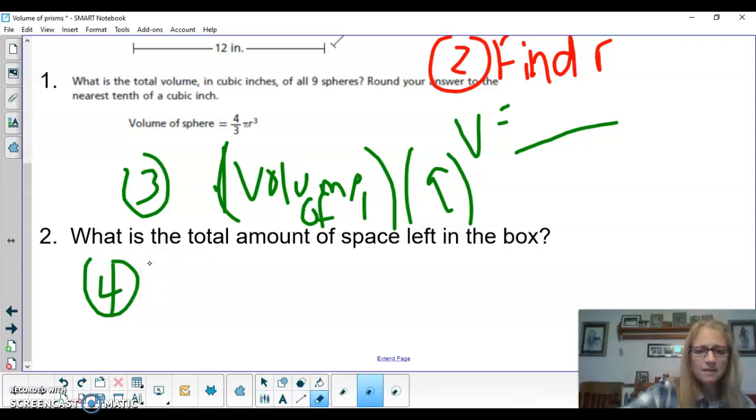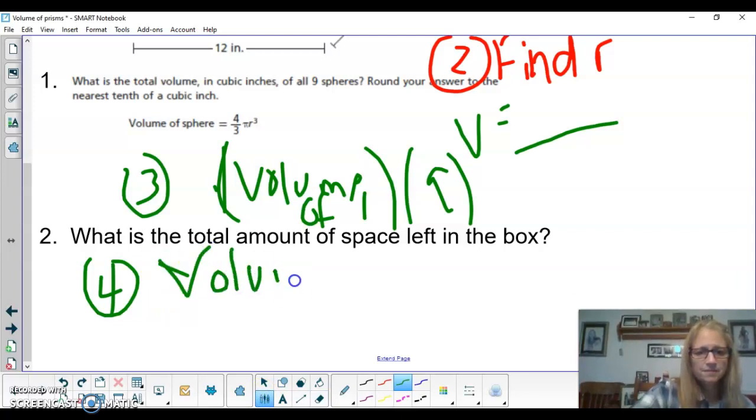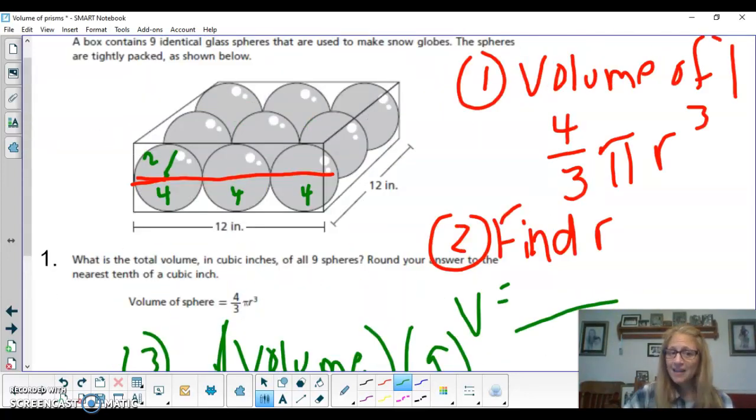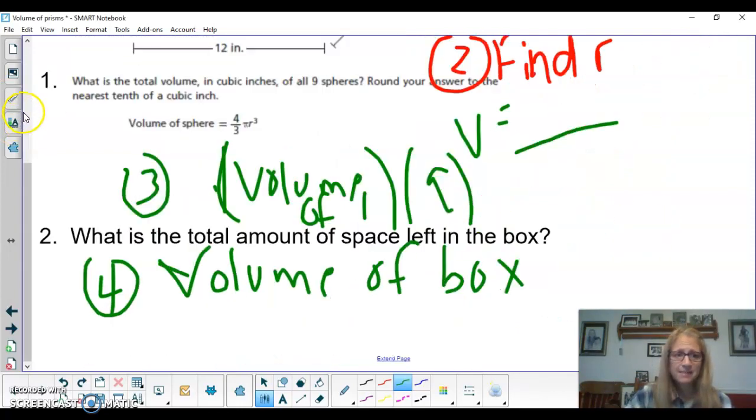You have to find the volume of the box. All right, so what's the shape of the box? It's a rectangular prism. So you have that written down in your notes. So yes, you are going to find the volume of that box. I'm not going to tell you how because you should have it down, okay?